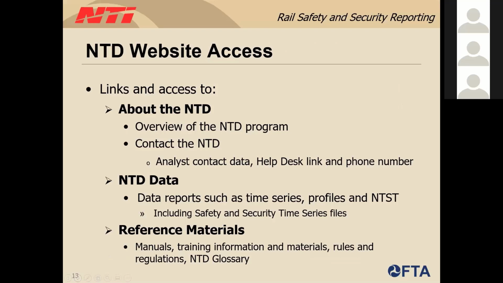The first of these links is about the NTD. This option contains an overview of the NTD program, contact information, and help desk contact information. The NTD data option provides access to published data products, including the safety and security time series files, the current annual data and profiles, monthly ridership statistics, and the National Transit Summaries and Trends document, just to name a few. Under reference materials, you will find the NTD glossary, policy manuals, quick reference guides, information on training and conferences, and more.